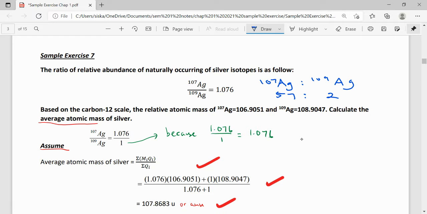Another type of question is they will give you, for example, this type of ratio. So what we do here is we will divide by 1 because we will get back the same value. Another one is, let's say the question doesn't give it in this form, it gives you a ratio of 57 to 2. That means your total will be 57 plus 2.